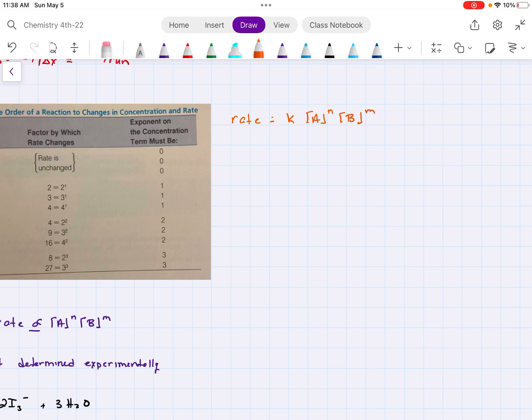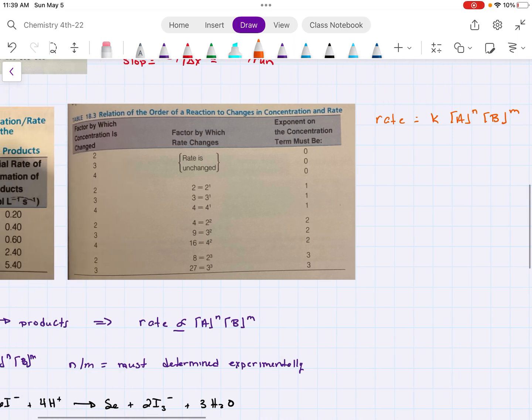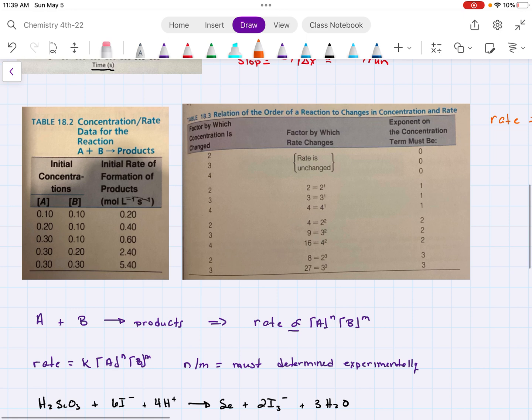All right, so let's take a look at a couple things. Here we have experimental data. In this table right here, table 18.2, we have experimental data. We have the initial concentrations of reactant A with initial concentrations of reactant B.